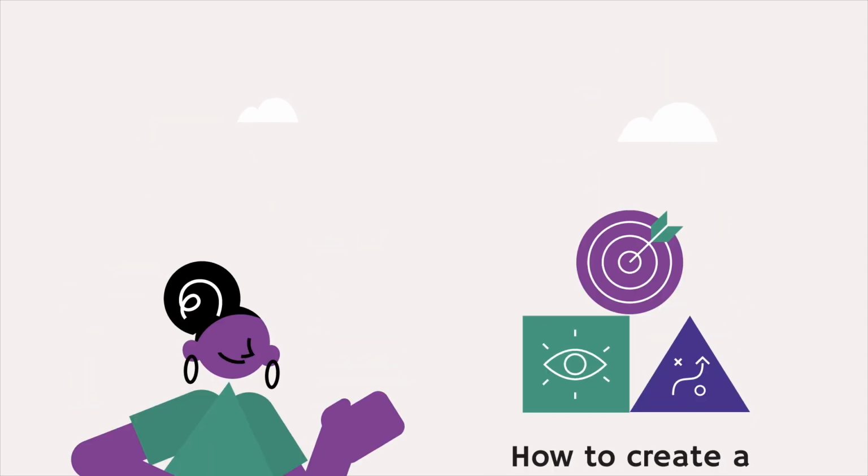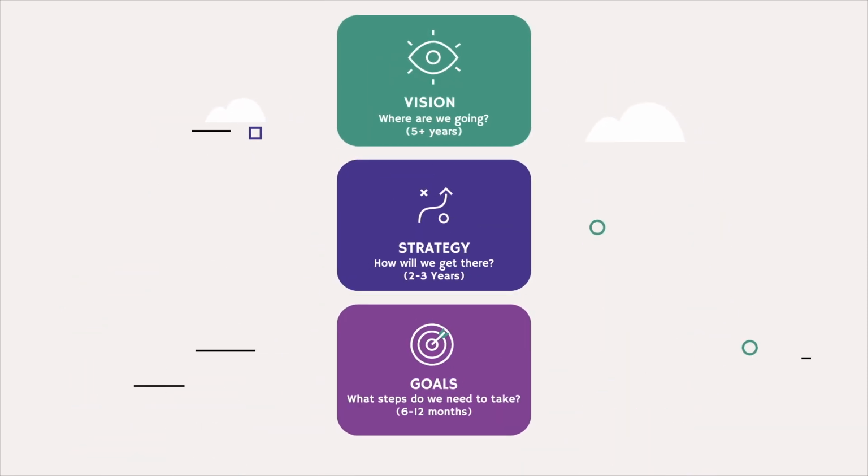To create your team's vision, strategy, and goals, you need to answer 3 questions. Where are we going? This is your team's vision for the next 5 or more years. How will we get there? This is your team's strategy for the next 2 to 3 years. What steps do we need to take to achieve our strategy? These are your team's goals for the next 6 to 12 months.